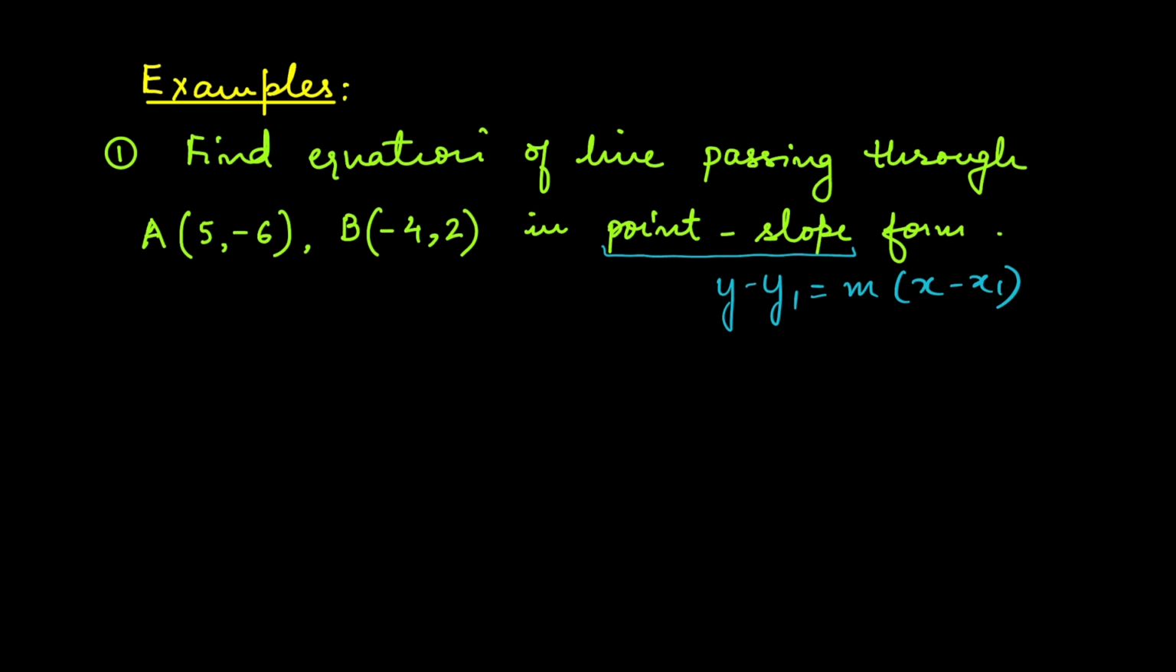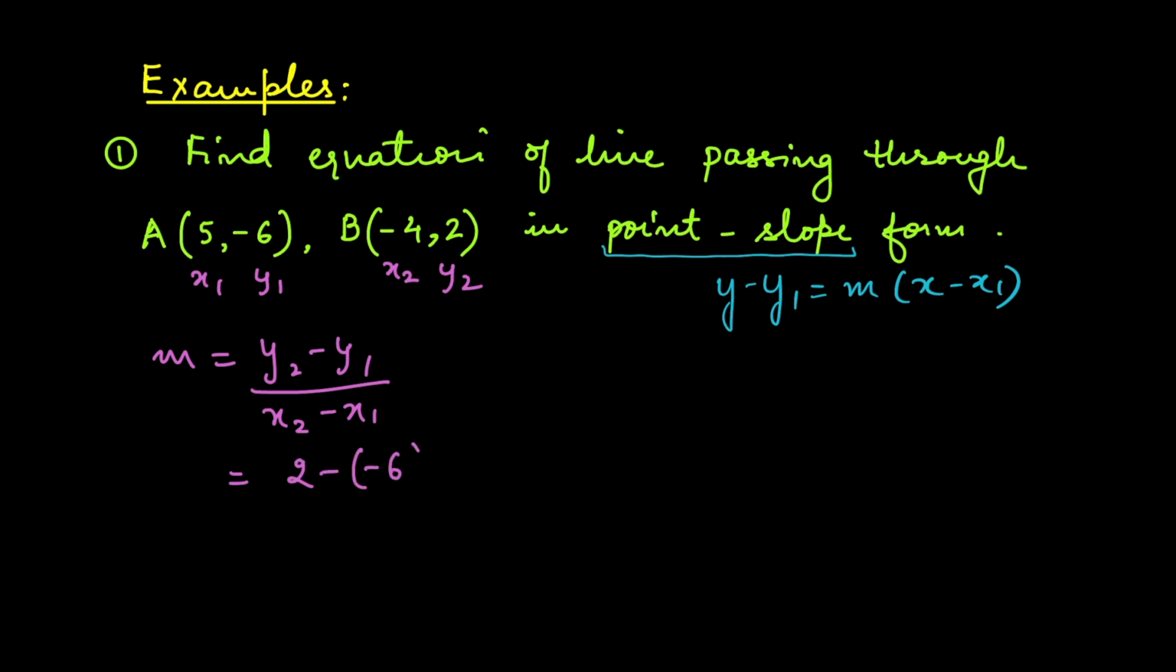So here it is, find the equation of the line passing through these two points, and it should be in the point slope form. So point slope form is this one. For this, the first step is to find the slope. So these are the 2 points. We'll take one as x1 y1, and the other becomes our x2 y2. So the slope formula is y2 minus y1 over x2 minus x1. When you find the slope using this, it will be 2 minus 6 over minus 4 minus 5, which will be 2 plus 6... so which is 8 over minus 9, which we can write as minus 8 over 9.